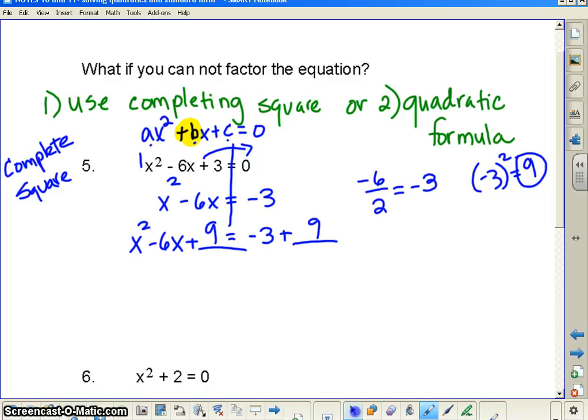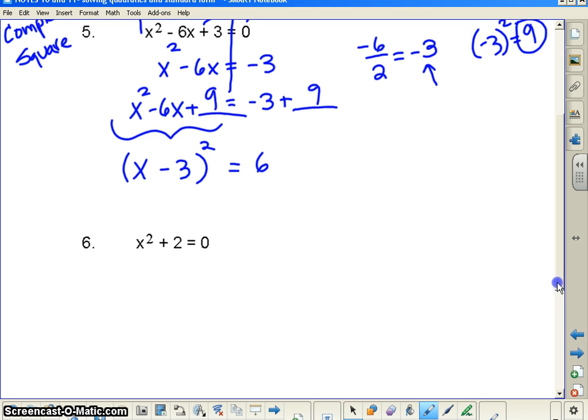So what we did here is complete the square with a 9. A 9 is a square number, right? And remember back over here when we divided by 2, that's the number that goes in parentheses. -3 squared is 9. Then -3 plus 9 is 6. The last step here is to take the square root of both sides. So that gives us x minus 3 equal to plus or minus the square root of 6.